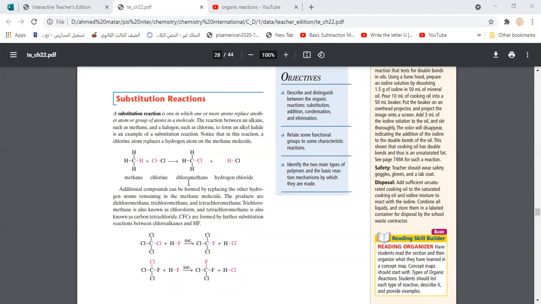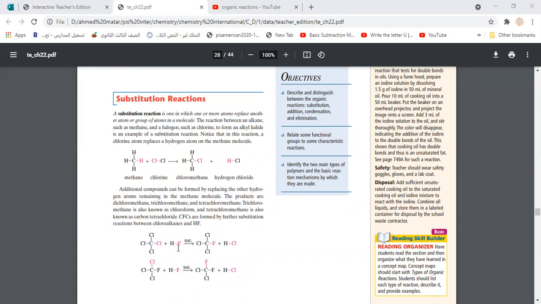In that case, I get tetrachloromethane, which is known as a CFC, one of the compounds used in aerosols and ACs, like the one known as freon, which we explained last time. That is also a substitution reaction. For example, here we have the tetrachloromethane.